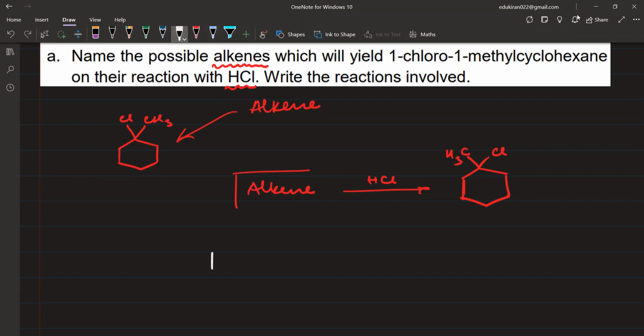This alkene would have this structure. At least this chlorine should not be there, right? This chlorine should not be there. And when chlorine is added onto this particular carbon atom, that means this carbon atom will be having some double bond. Now, what are the potential double bonds from this carbon atom?